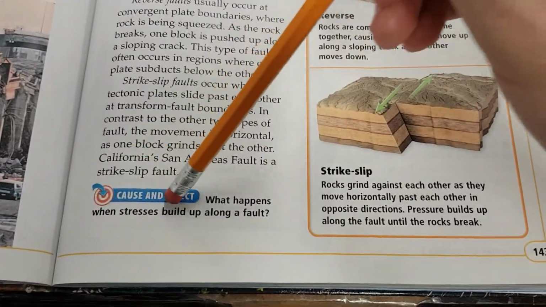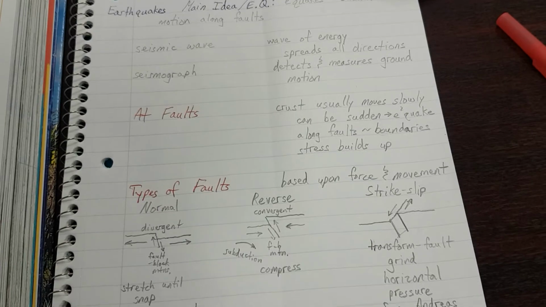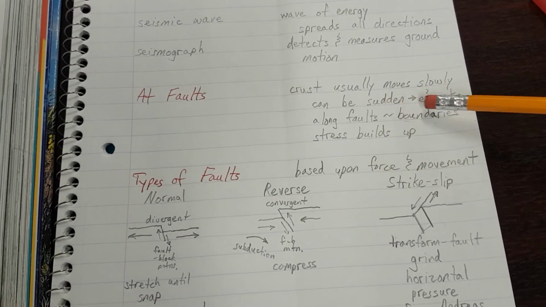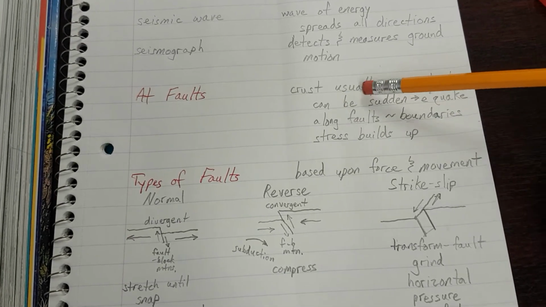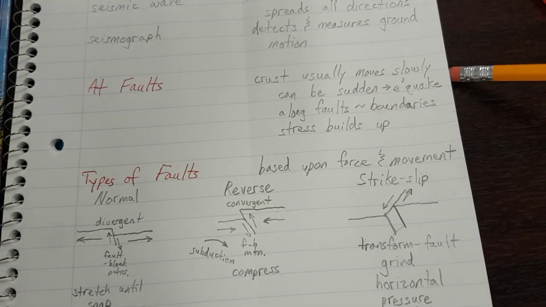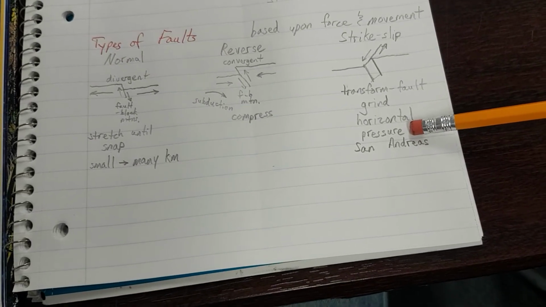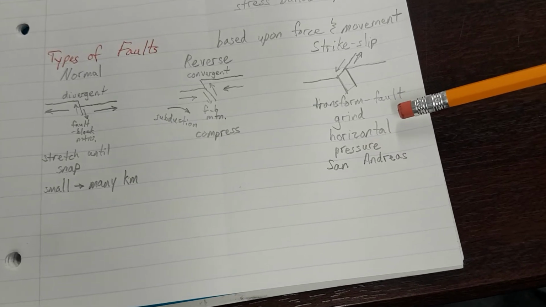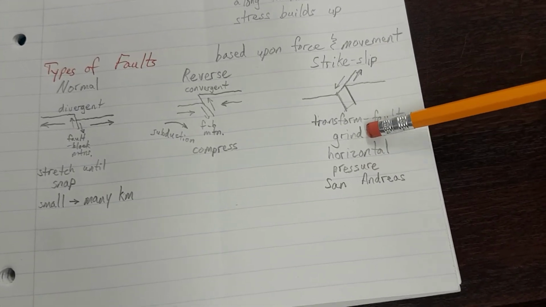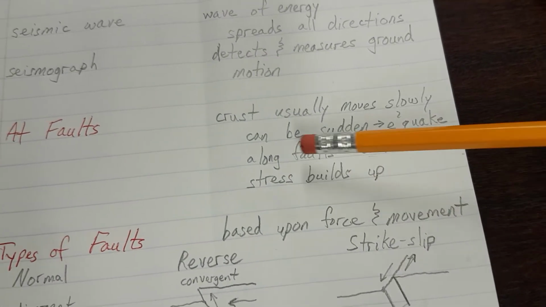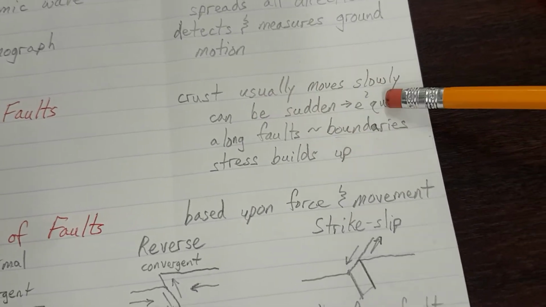Okay, we got all of our pictures and our notes. What happens when stresses build up along a fault? All right, when stresses build up along a fault, there can be sudden changes resulting in earthquakes, right? Okay, let's say that differently. When stress builds up along a fault, there can be sudden changes resulting in earthquakes.